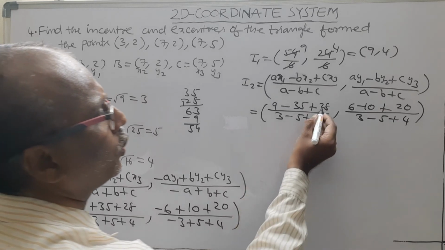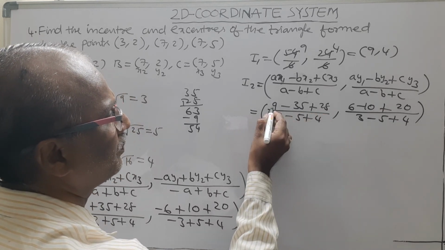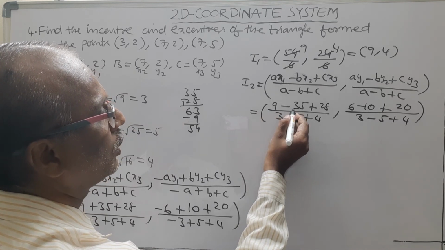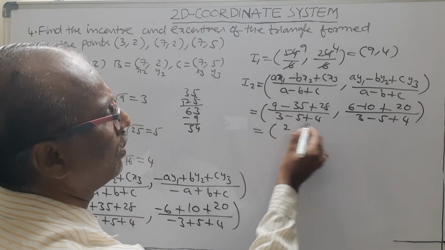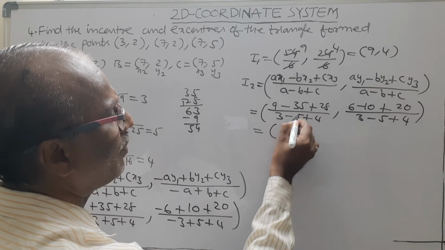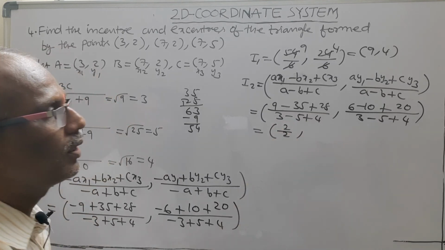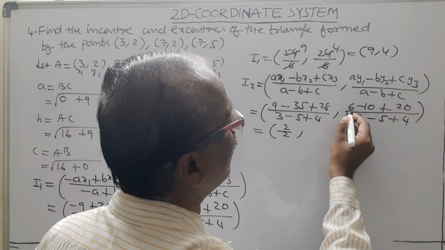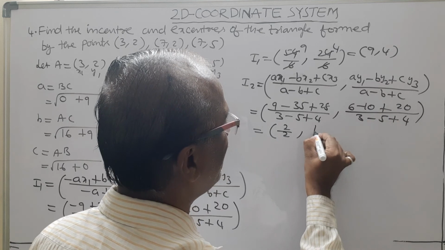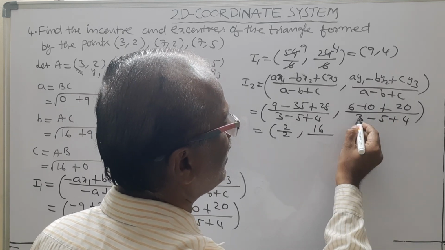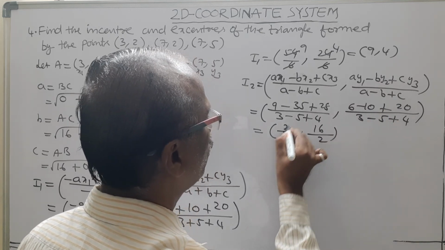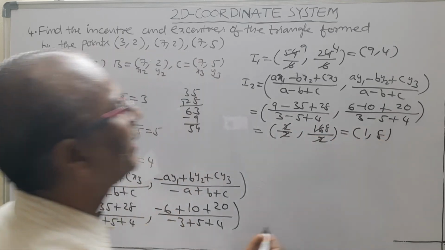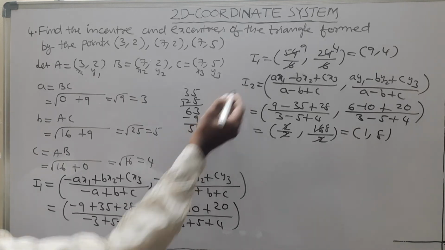Here 28 plus 9 is 37, 37 minus 35 is 2. 3 plus 4 is 7, 7 minus 5 is 2, comma, 20 plus 6 is 26, 26 minus 10 is 16. 4 plus 3 is 7, 7 minus 5 is 2. 2 by 2 cancelled, 2 8s are 16. The result is 1, comma 8. This is the excenter I2.